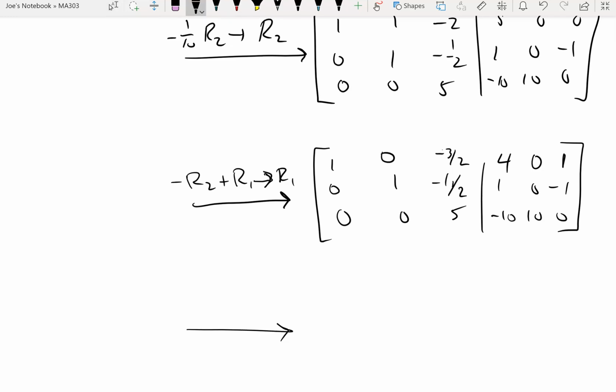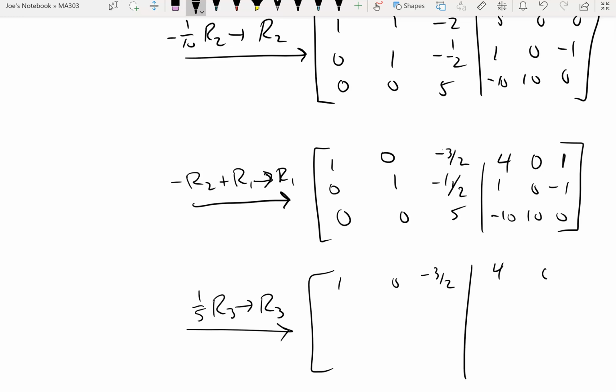You have to get zeros above the. Well, would you get the 5 to a 1? I would do that first, yeah. So what do you want to do? Okay. Yep, you're right. So that leaves row 1 and row 2 the same. And then makes the third row 0, 0, 1, negative 2, 2, 0.